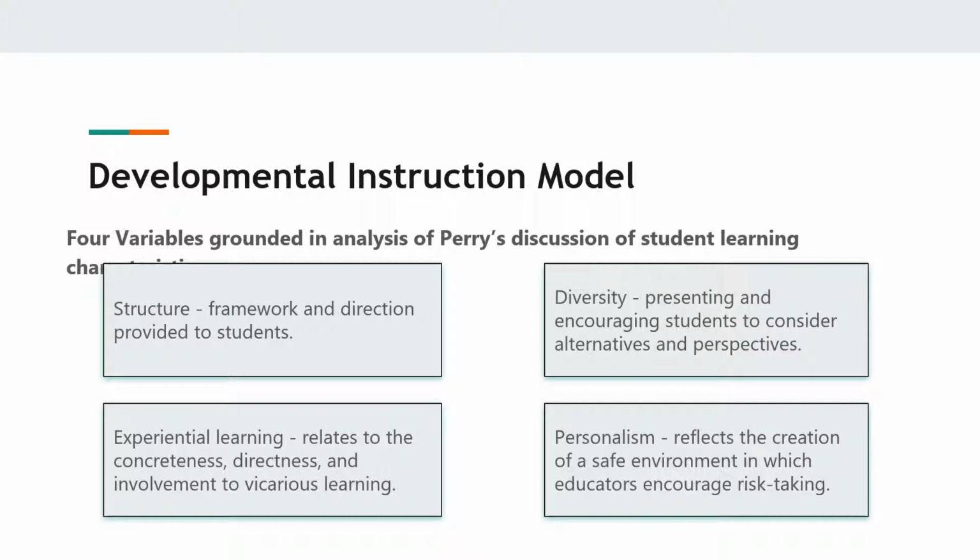Perry's theory is a model that we use in higher education quite often. We need to take this into account when working with students in their early years and throughout college, whether they are an undergraduate or graduate student.